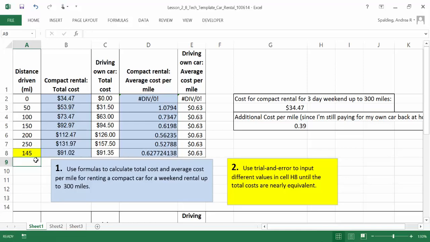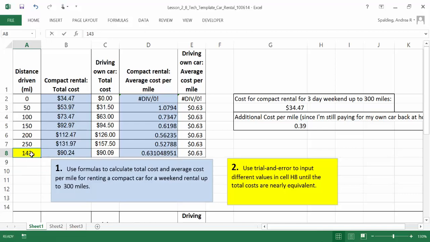Now we went a little too low. So let's do 142. Pretty close. 143, starting to kind of nail that down using that trial and error. And I'd say that's pretty close. So I'd say about 143 miles is pretty close to that break-even point.